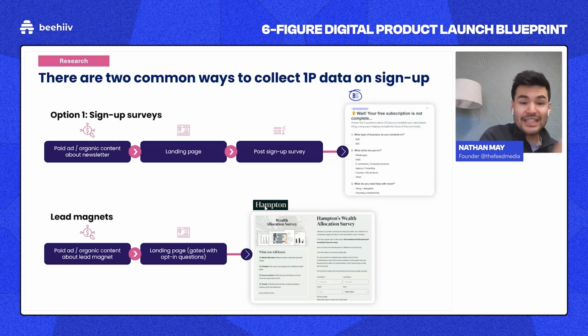The other way is lead magnets. You give something away for free that is extremely valuable, that solves one very specific problem for one very specific niche, and people trade a lot of information about themselves in order to get that lead magnet.